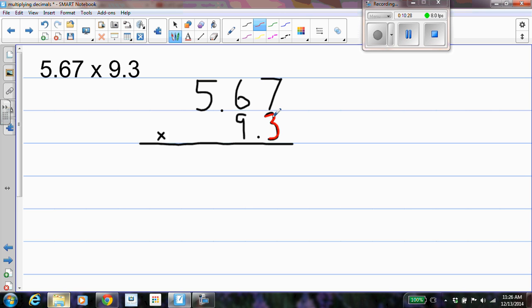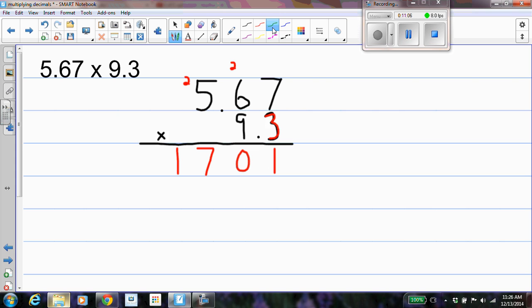I'm doing it by color just to keep organized. So I'm going to do 3 times 7. That's going to give me 21. I'm going to regroup, and I'm going to put my 2 here. Now I'm going to do 3 times 6, which is 18, plus 2 is 20. So I put my 0, and I regroup. Now I'm going to do 3 times 5, which is 15, plus my 2, which is 17. Now you see, I'm not squishing everything together. I'm spreading it out nicely, keeping it lined up for neatness.